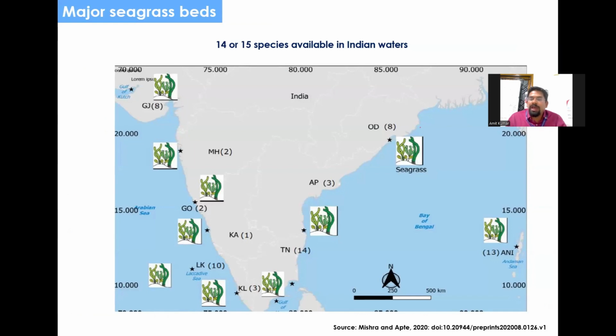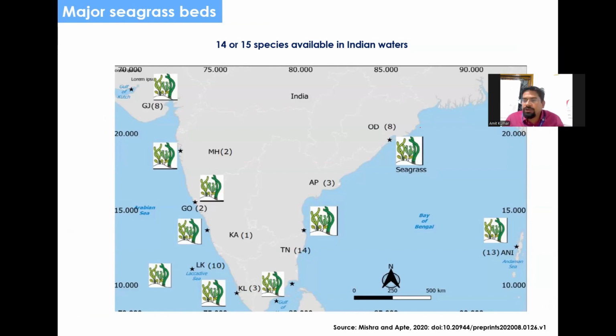Another important habitat-forming species in the marine environment is the seagrass bed. You can see the seagrass beds are available almost in all the coastal states and coastal union territories. But in some of the areas, the diversity is high.